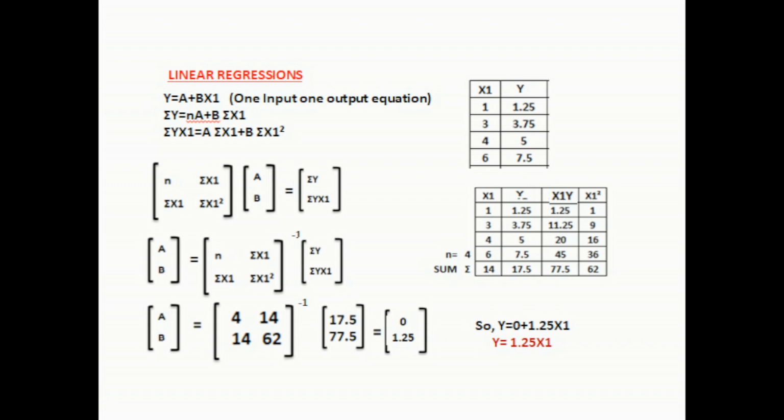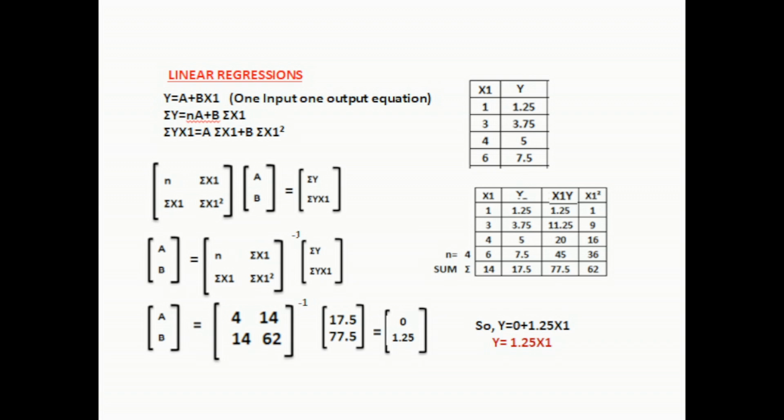In the second table, it is mentioned we are having two quantities, that is x1 and y. From that, we form another two quantities. In the last row, summations, number of samples 4. So, sum of x1 is equal to 14. Sum of y is equal to 17.5. Sum of x1 y equal to 77.5. Sum of x1 square is equal to 62.